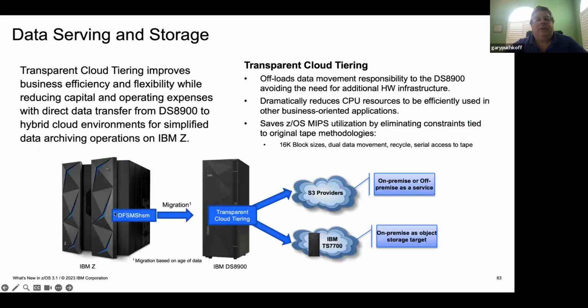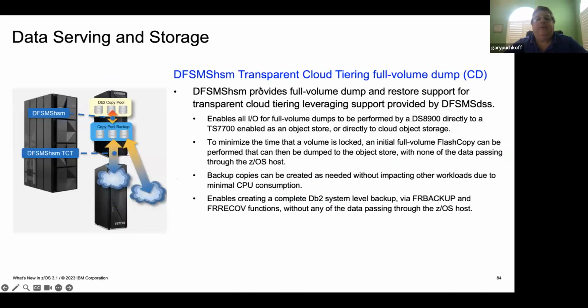Transparent cloud tiering is where you write the data to the DS8900, and then it writes out to potentially a TS7700 or a cloud provider. And this offloads the movement of the data and reduces the CPU, but it does require going through a device to get there. For HSM, there's transparent cloud tiering for full volume dumps. Enables all I/O for the full volume dump to be done by the DS8900. So again, it's a transparent cloud tiering copy out of there.